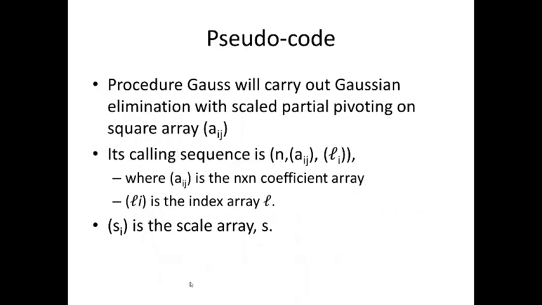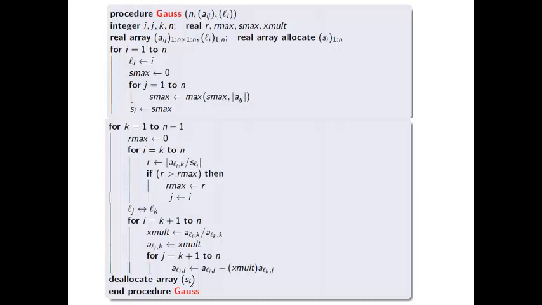This procedure is entitled Gauss. Our approach is to modify the naive Gauss of section 2.1 by introducing scaling and an indexing array. The procedure Gauss will carry out Gaussian elimination with scaled partial pivoting on the coefficient matrix a_ij. Its calling sequence is n, where n is the size of the n by n matrix, the coefficient array, and the index array. Note that we'll use S_i in this notation, which is the scale array. Here's the procedure. You can see it's a little bit long and involved.